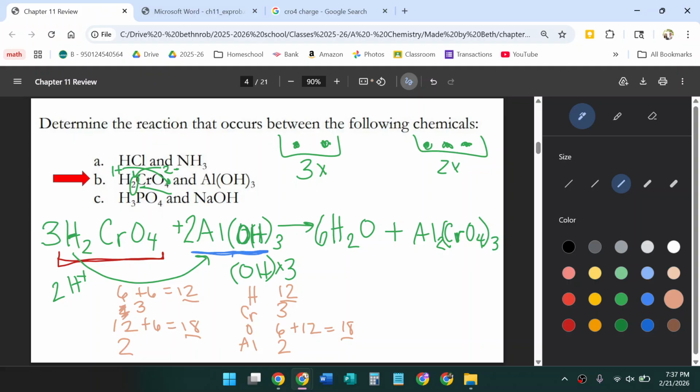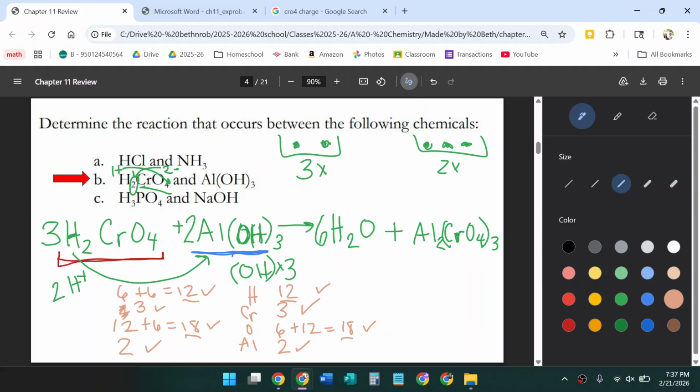So just to be sure again, 6 plus 6 H's, 3 Cr, chromium, which letter is X? O, 12 plus 6, 18, and Al2. And then over here, H's, we have 12, they're all there. Cr, we have 3 on the outside because there's like an imaginary 1 right there. So 1 times 3 makes 3. O, we have 6 plus 12, that's 18, and Al, we have 2. So it balances.